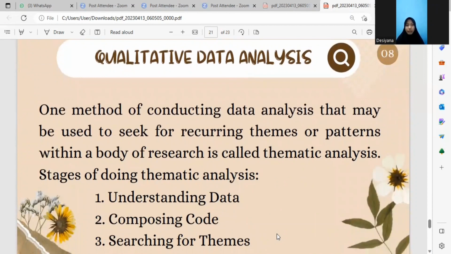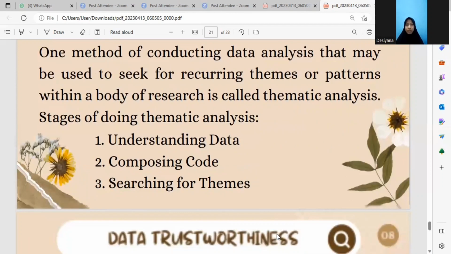Qualitative data analysis. One method of conducting data analysis that may be used to seek recurring patterns within a body of research is called thematic analysis. Stages of doing thematic analysis: first, understanding data; second, composing codes; and the last, searching for themes.